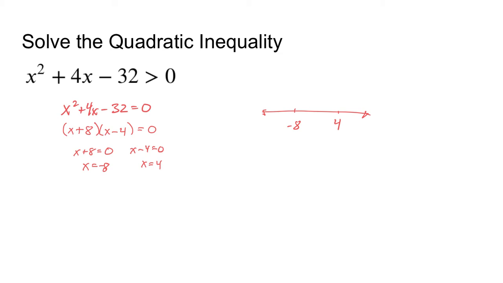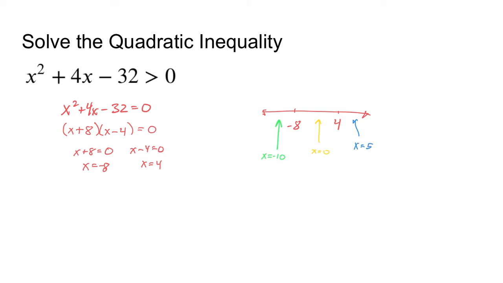I'm going to put that negative 8 and that 4 on my number line. And then in each one of the regions, I'm going to pick a number. So I'm going to pick a number that's lower than negative 8. Let's talk about x equals negative 10. Negative 10 is less than negative 8. And then I'm going to pick a number that's between negative 8 and 4. Say x equals 0. X equals 0 is between negative 8 and 4. And then I'm going to pick a number that's greater than 4. How about 5?